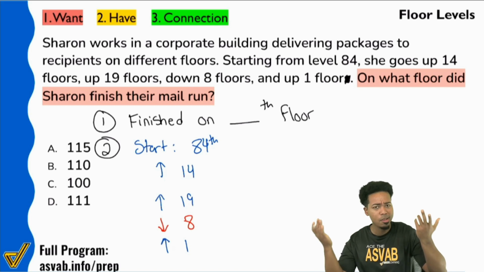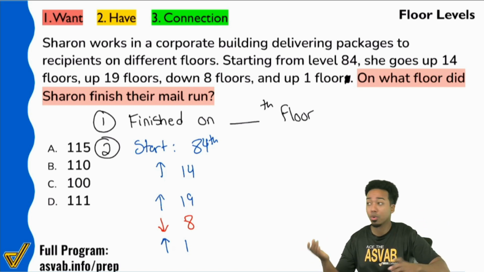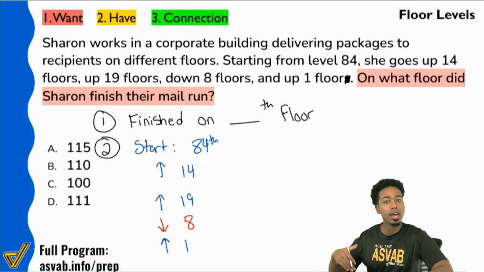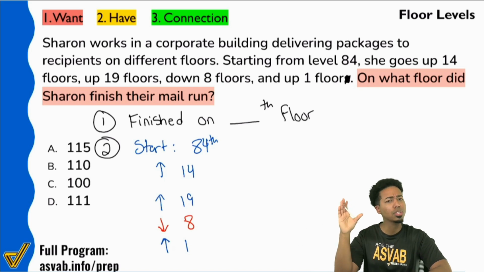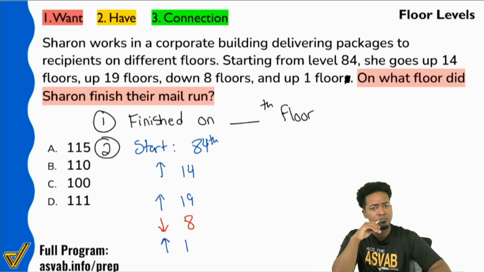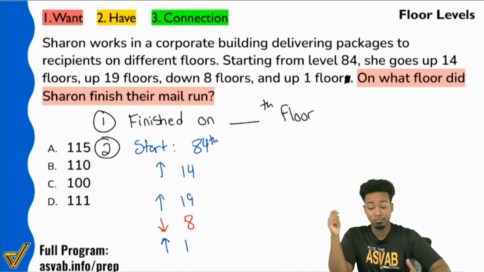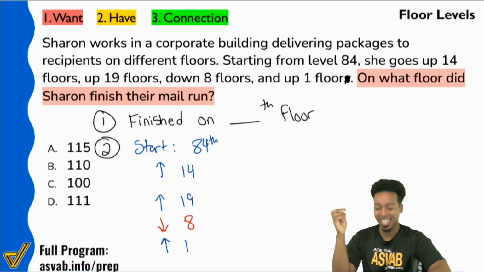So let's just keep it nice and simple. If we're going up, you add. If you're going down, you subtract. Everyone, do you agree with that logic and math there? Starting from the 84th floor, we'll add if we're going up, subtract if we're going down. Great. Sounds good. Let's go ahead and get it done here.